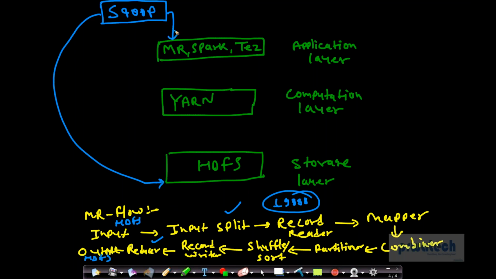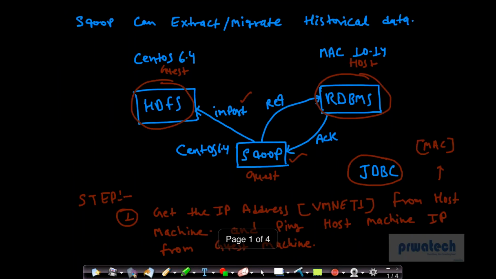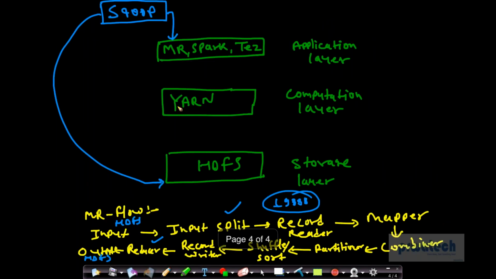And this is the reason for the first point which I have written. Scoop can extract or migrate only historical data, because MapReduce is not designed for real-time data analysis. MapReduce is designed for historical data analysis or extraction or transformation. So this is the reason. Everything is connected. So just be logical, think about this flow, and read all the points, so you'll be able to connect these dots.